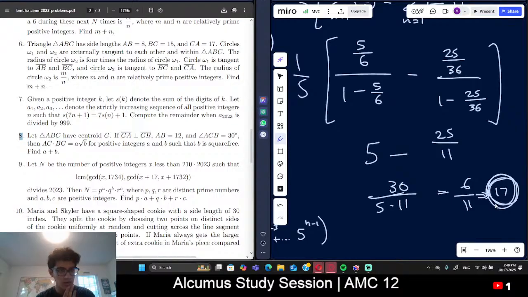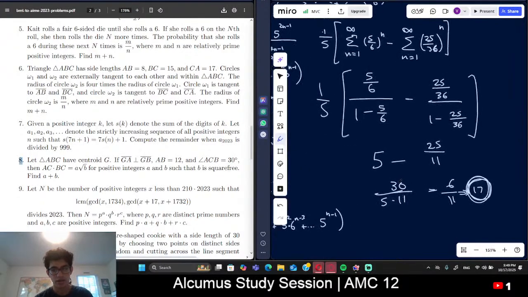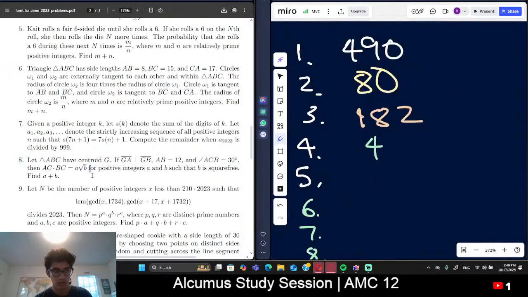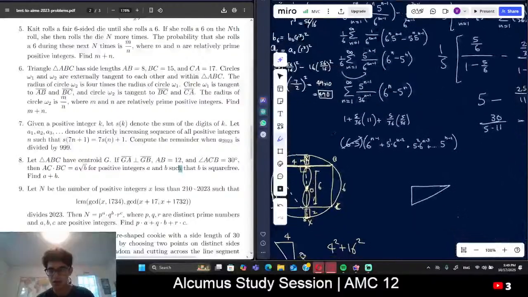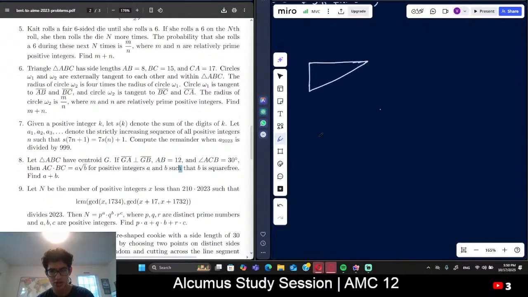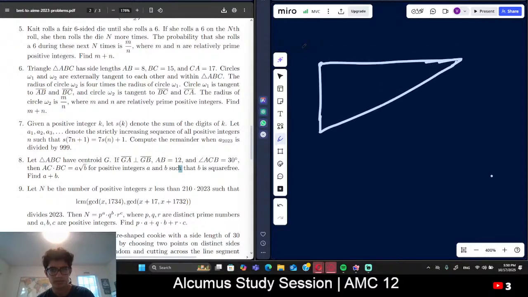Is that what our answer was? That's what they're asking, right? Yeah, 17. 6 over 11. The probability that she rolls a 6 during these next n times. That seems realistic as well, right? It's like roughly a half chance. So that doesn't seem too strange. What was our answer? It was 17, I think. We'll see. If the answer is very different, we can always check our calculations again. But I don't think it's that bad.